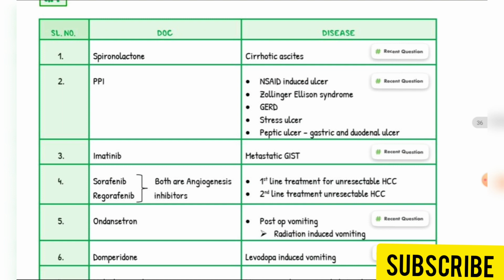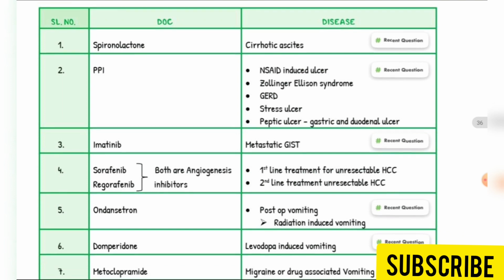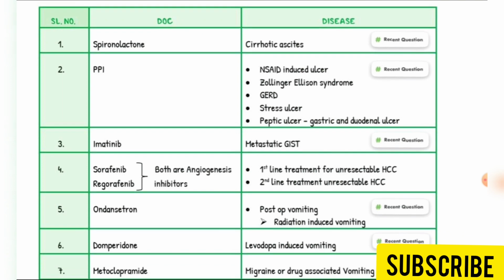Let's start the video. Drug of choice of cirrhotic ascites is spironolactone. NSAID-induced ulcer, Zollinger-Ellison syndrome, GERD, stress ulcer, peptic ulcer, gastric and duodenal ulcer: drug of choice PPI. Metastatic GIST: drug of choice imatinib. First line treatment for unresectable HCC is sorafenib.